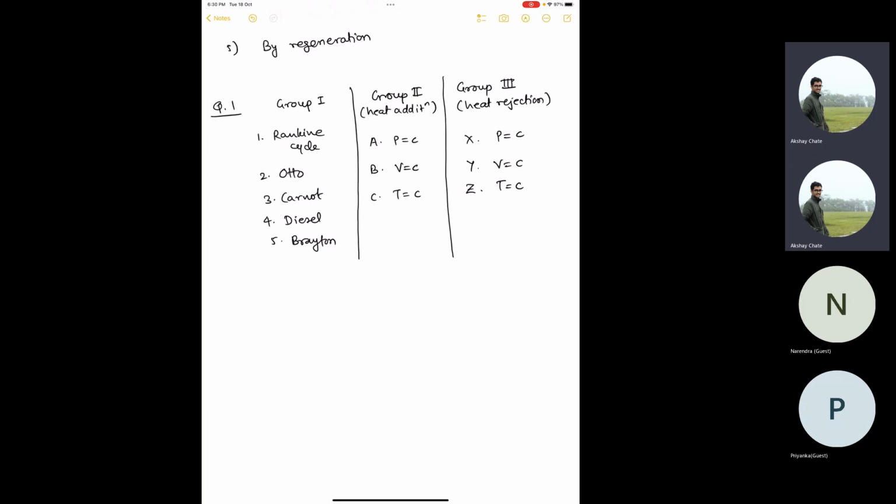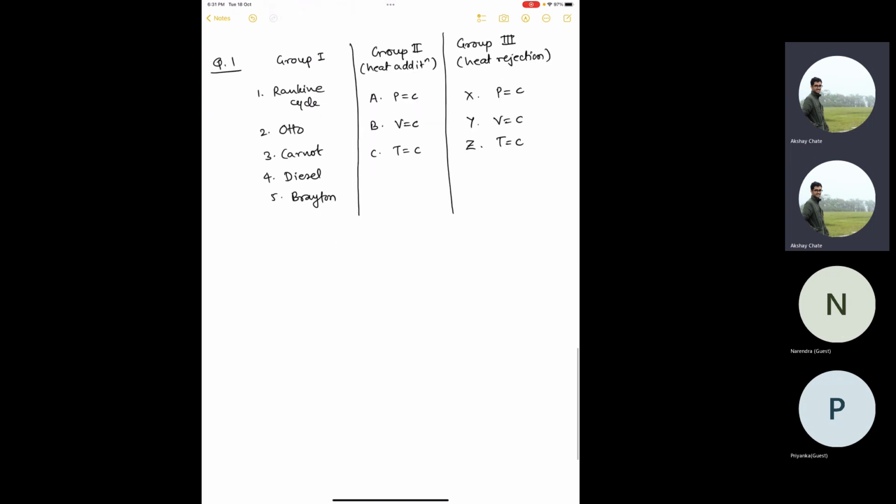I found this question interesting because it covers more or less everything. I could have added 2 more columns also, but let's not complicate things here. So first of all, Rankine cycle. Can any one of you tell me what are the heat addition and heat rejection processes in Rankine cycle?